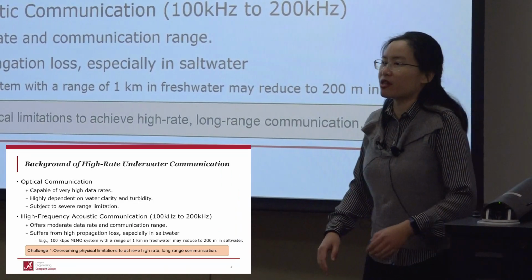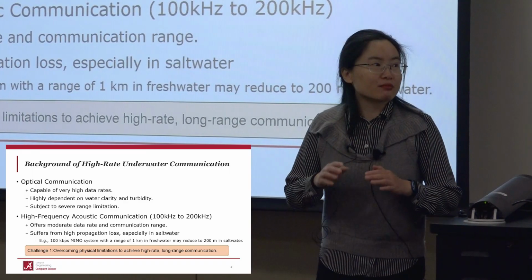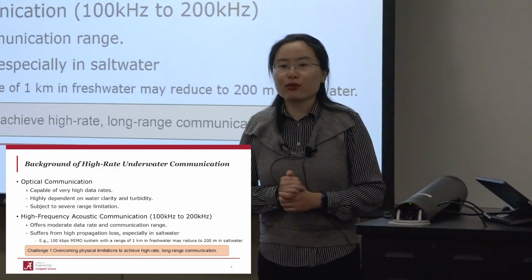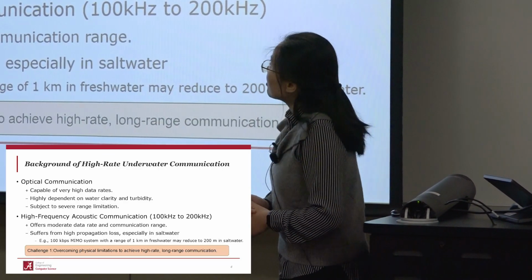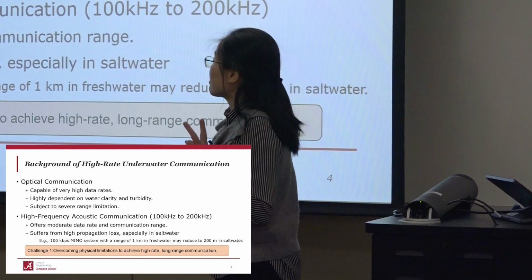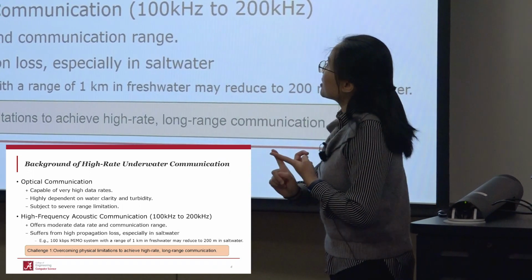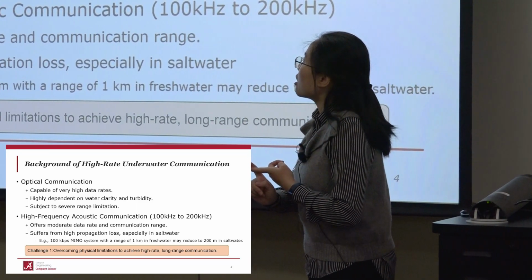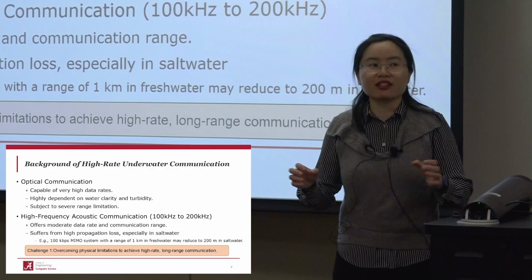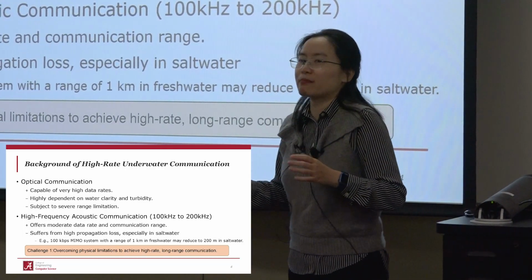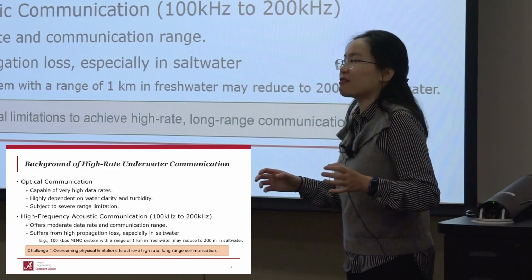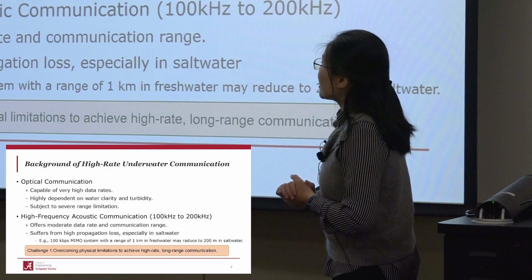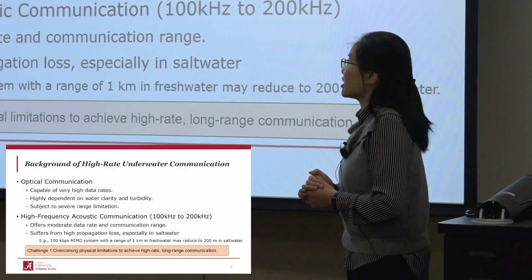Next I will introduce those three challenges one by one in detail. The first one is related to high rate underwater communication. The current solutions mainly include two. The first one is optical communication. Optical communication is capable of very high rate communication, in terms of gigabits per second. That is good enough for high resolution image and video data, but the limitation is that it is highly dependent on the water clarity and turbidity.